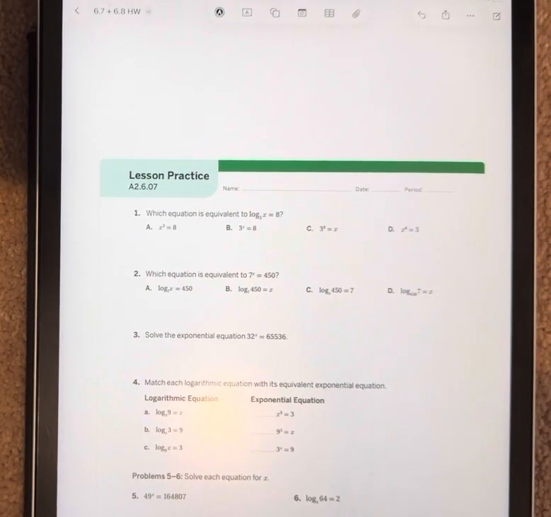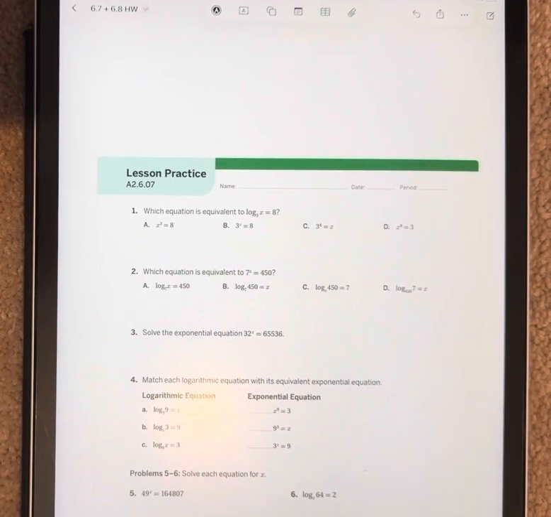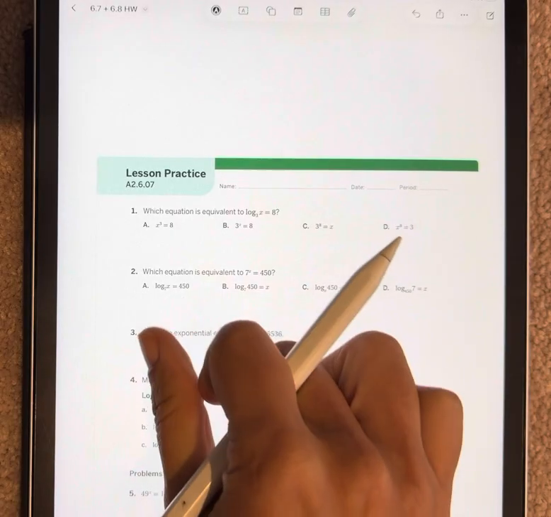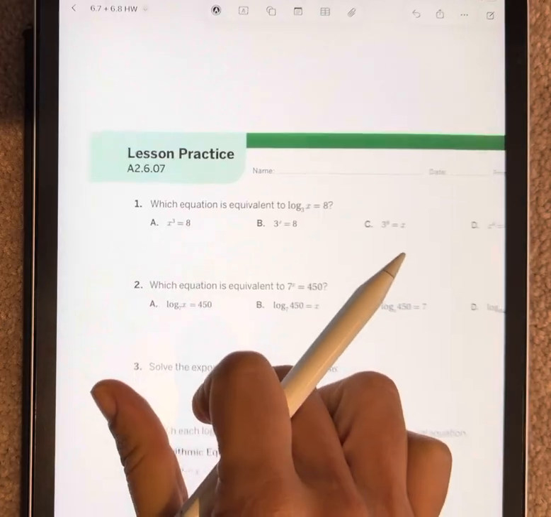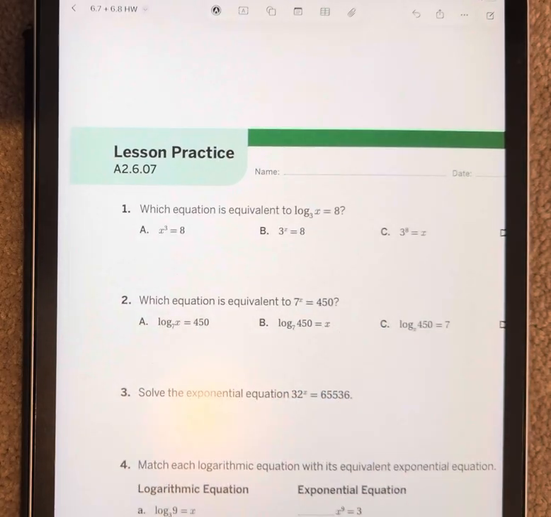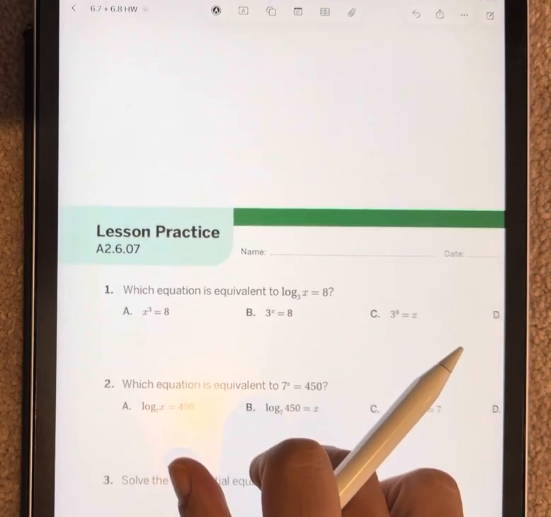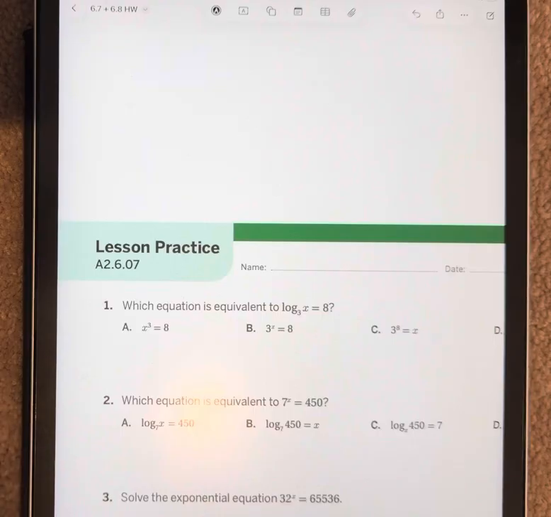Okay, you guys, let's do some log practice. So here is my suggestion to you guys on doing this homework. Please try not to use your calculator as much as you can. The goal should be to get comfortable with logs, have a sense of what they're saying and what they mean.